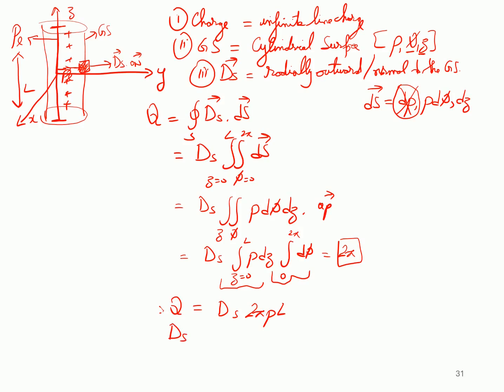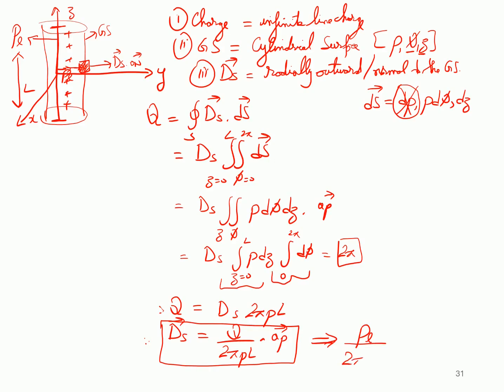Again, we need the electric flux density, so it comes out to be the ratio of the charge divided by 2 pi rho L, and in order to make it a vector, we write the unit vector a rho. So this is the electric flux density for an infinite line charge, and we can further simplify it by writing Q by L as the line charge distribution, so D equals rho L divided by 2 pi rho into a rho. So this is the second form representation of the electric flux density.